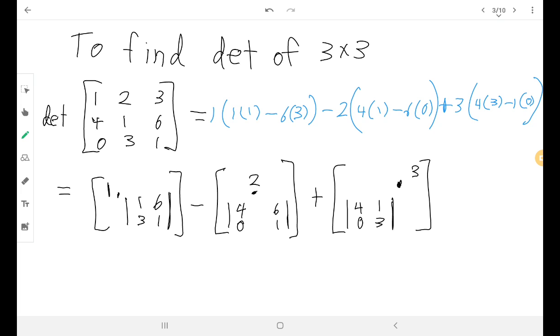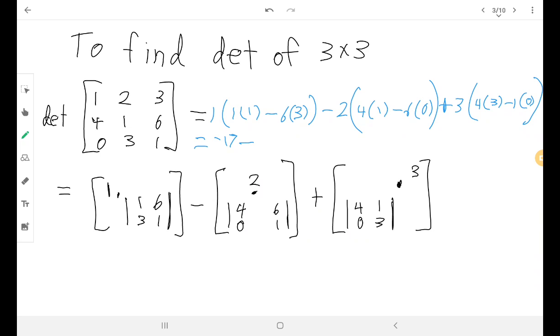And then you come up with answers for all of this. So the first one's pretty simple. It's 1 times 1, which is 1, minus 6 times 3, which is 18. So 1 minus 18 will be negative 17 times 1 is still negative 17. I hope you were able to follow that. If not, let me know.